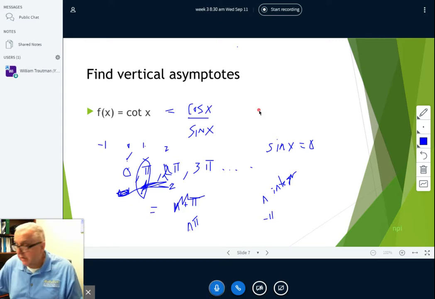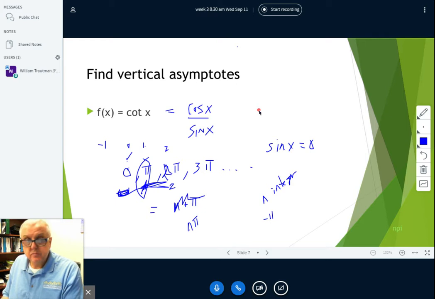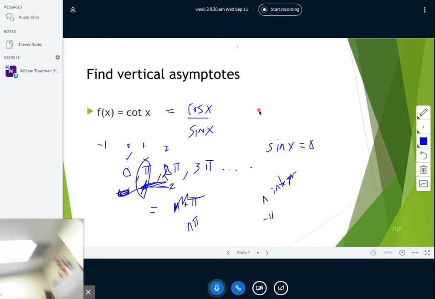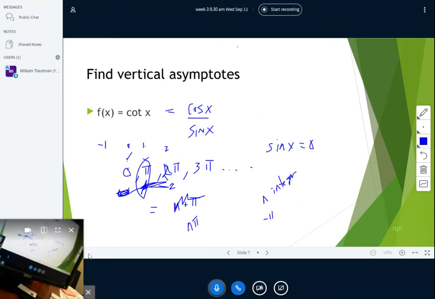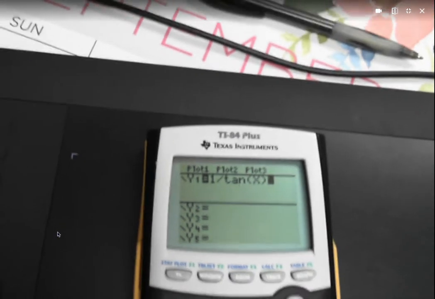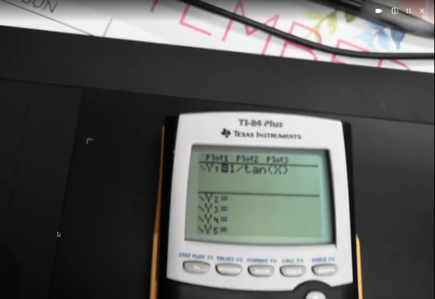So let's graph this cotangent, y equals. On your calculator, there's no tangent and no cotangent. But cotangent is the same thing as the reciprocal of tangent. It's not inverse tangent. It's the reciprocal of tangent, or 1 over tangent.